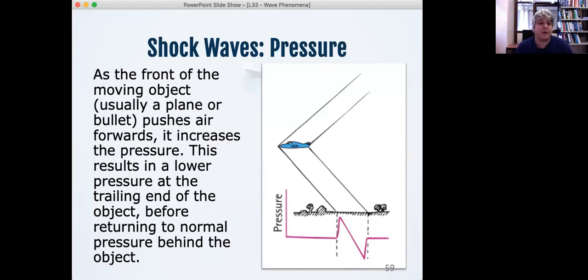And that means that if you are standing in the way of this shock wave, you get a sudden change in pressure that your ears interpret as this really loud boom, because it's just a really sudden change in pressure, which is what sound is. So you get the sudden change in pressure, you get a really loud boom, and it sounds like the sonic boom, which is what it is.